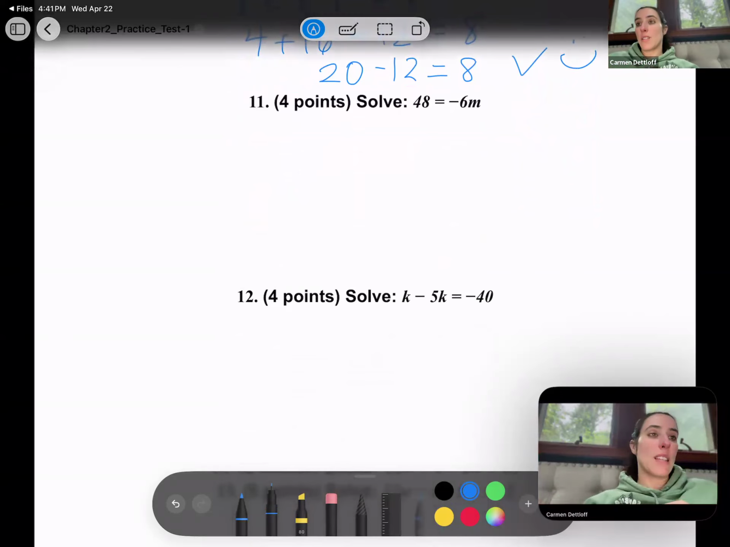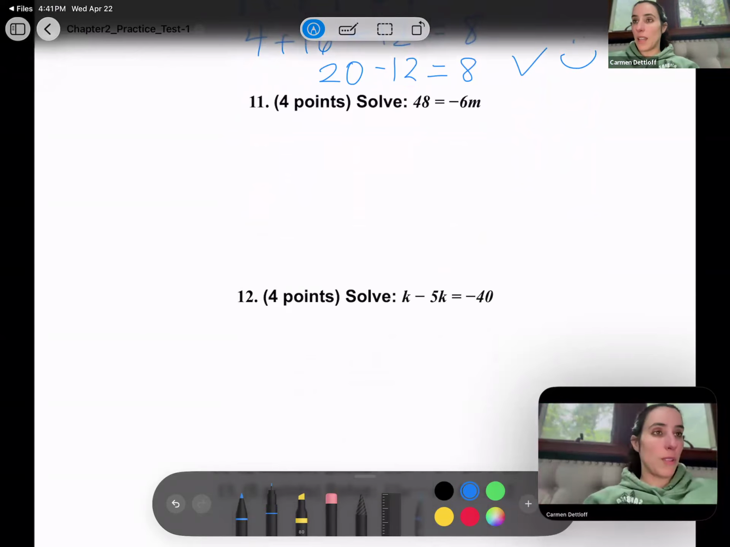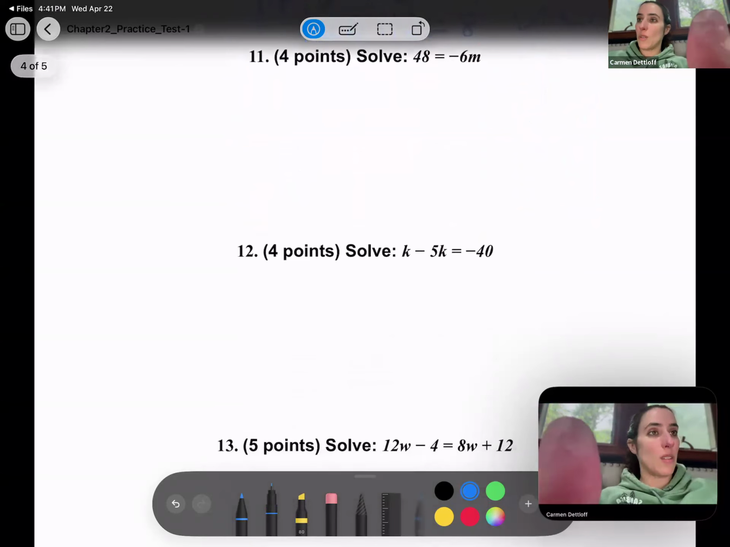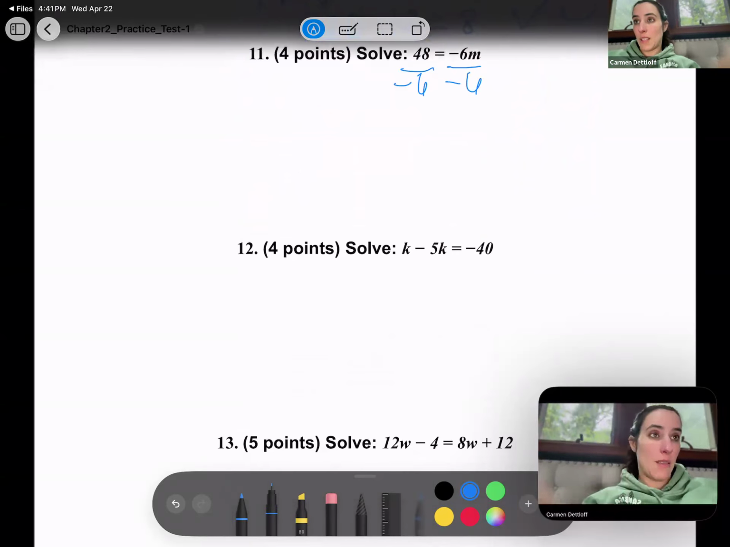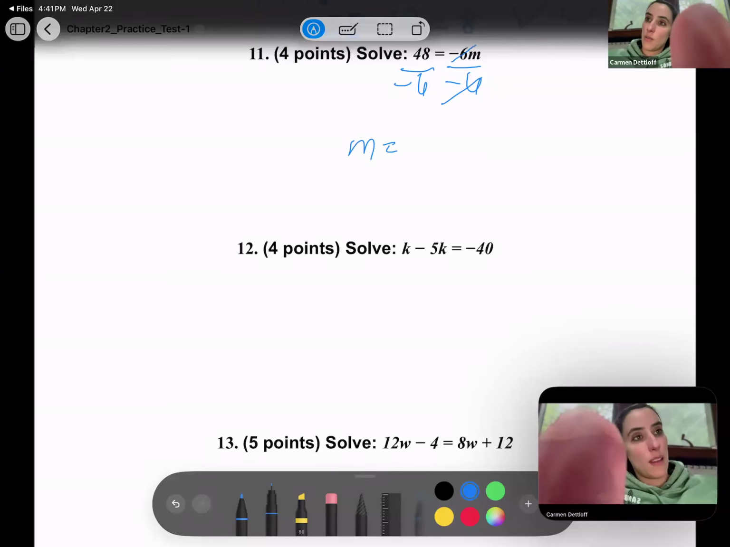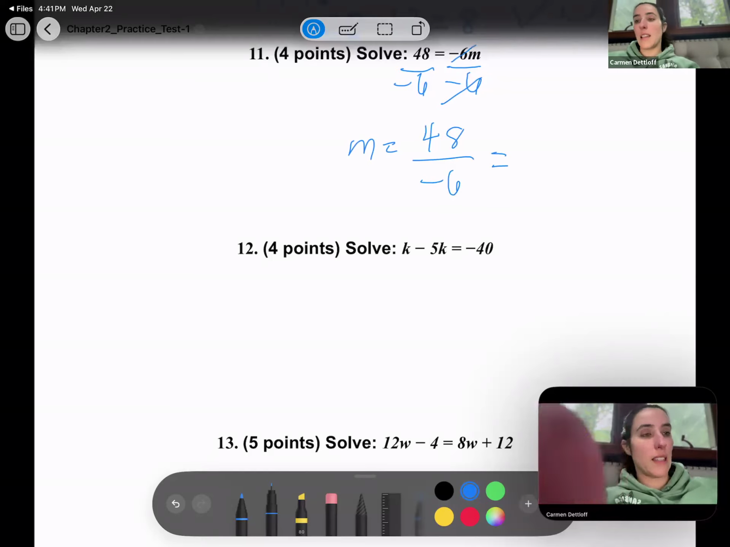On the previous ones we did, we were subtracting. And this one, I see that there's something in front of my m that's not adding or subtracting. It is a multiply. So I want to do the opposite of multiplying. So I'm going to do the same thing to both sides. And I am going to divide both sides by negative 6. So my negative 6's cancel, and I'm left with m equals 48 over negative 6.